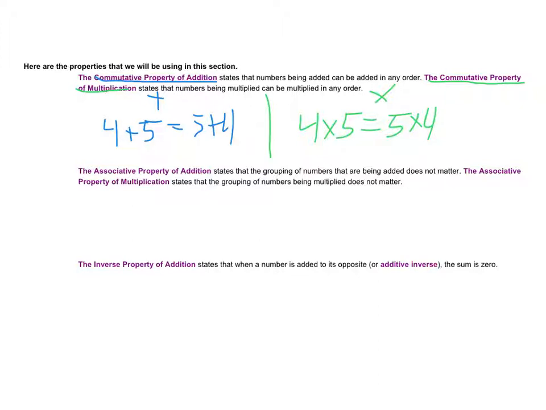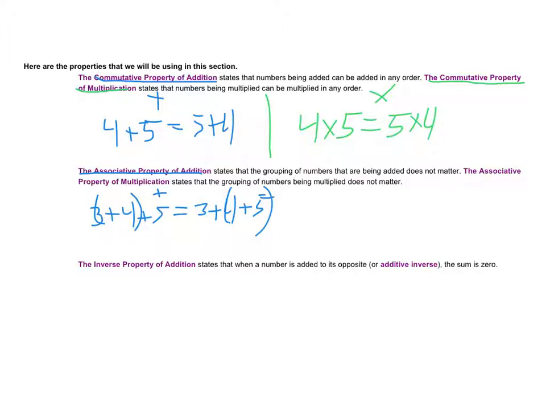Our next property is the associative property. The associative property of addition states that if I'm adding more than two numbers together, I can group them any way that I want to, and that doesn't matter. So if I've got 3 plus 4 plus 5, I can group 3 and 4 together, or I can group 4 and 5 together. As long as it's the same numbers being added together, I can group either one of them up.